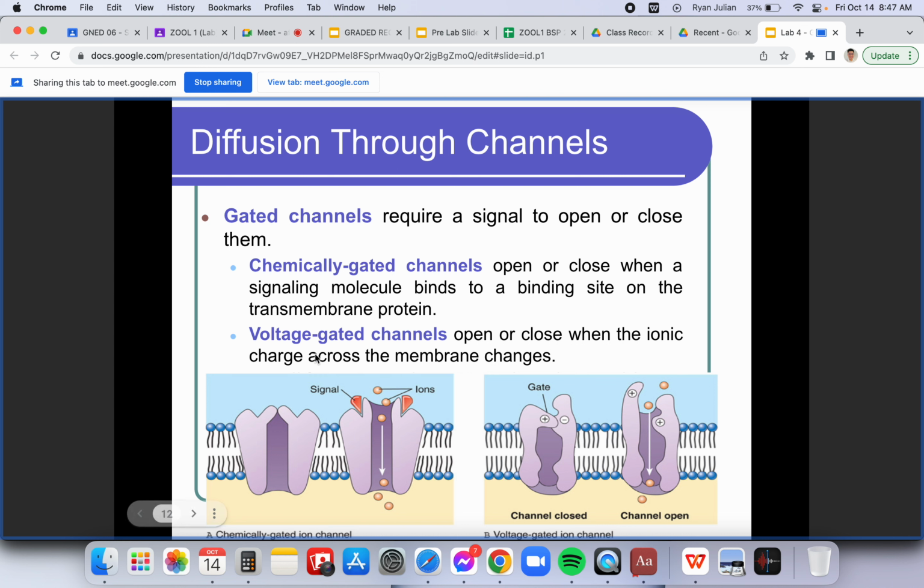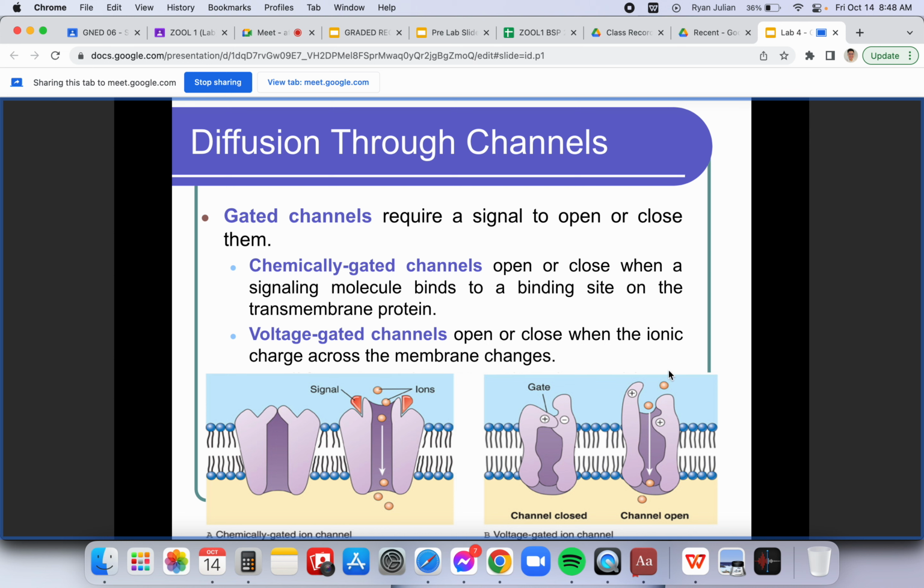And as for the latter, the voltage gated channels, it opens or closes when the ionic charge across the membrane changes or modifies. It depends on the substrate that we have here. When we say substrate, this is the structure that is being embedded or affixed onto the surface of a particular channel. In this case that we have here, this is what we call the gate, and apparently it is closing or enveloping the entire channel, which prevents the ions from entering the cell.